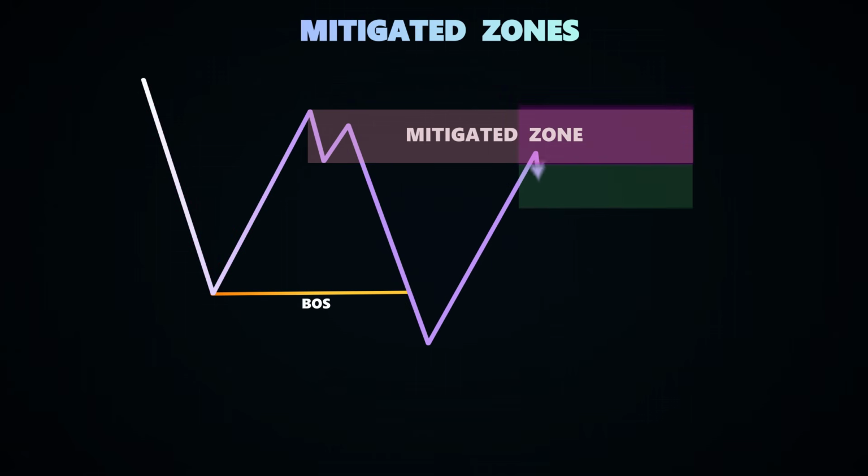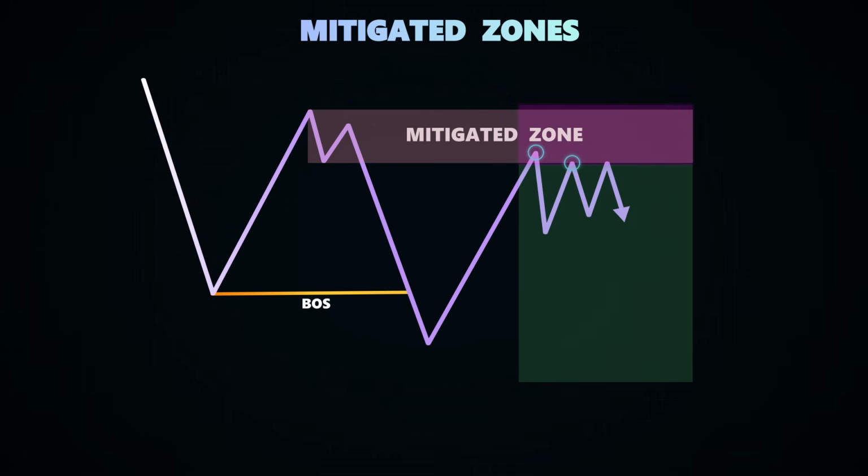Now, if that same zone had already been tested once or twice, a lot of those orders are probably gone. The reaction won't be as strong, and in some cases, price might just break through it. That's why fresh zones are high probability. They still hold full order flow.